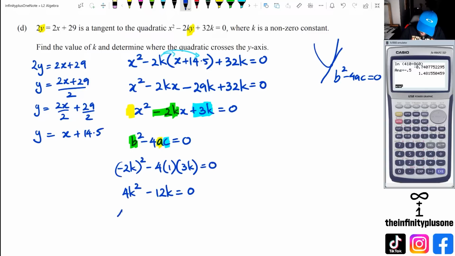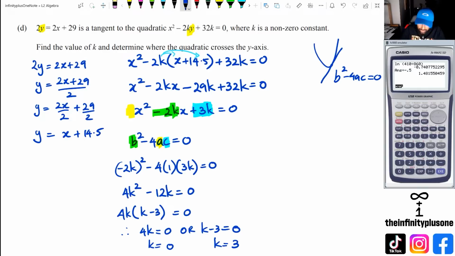I could factorize this by taking 4k out, which means I'm going to get k minus 3 is equal to 0. Therefore, 4k is equal to 0, or k minus 3 is equal to 0. So I'm going to get k is equal to 0, or k is equal to 3. Now I'm going to figure out which of these values I've got to go with, because there's k equals 0 and k equals 3.